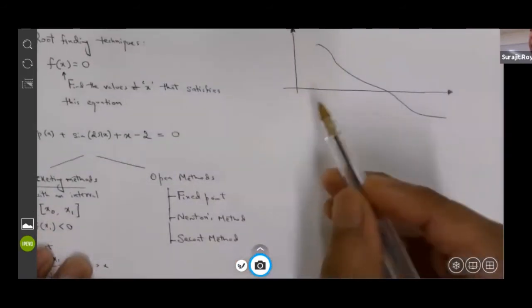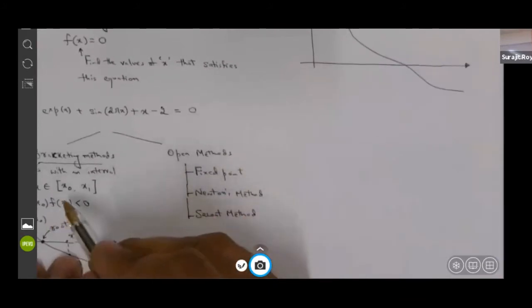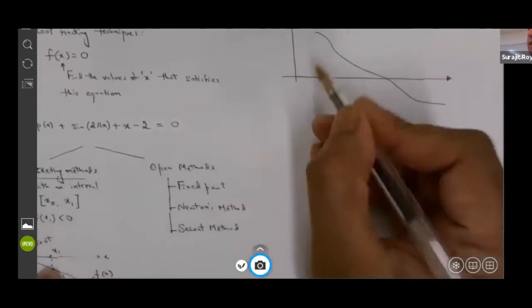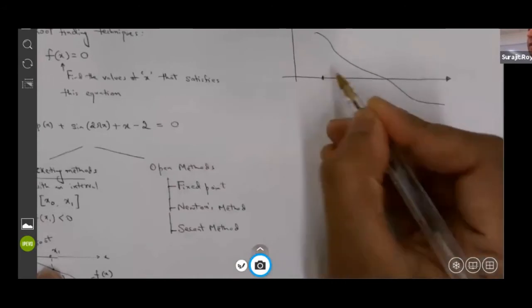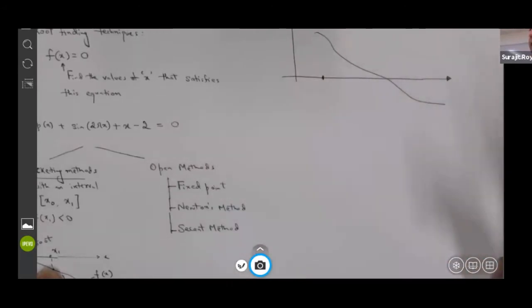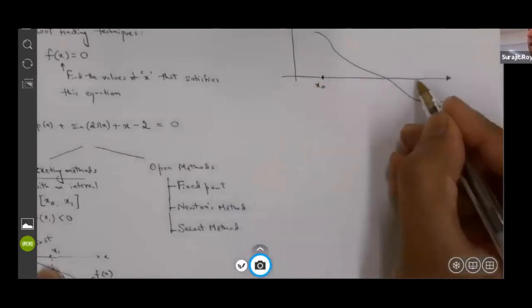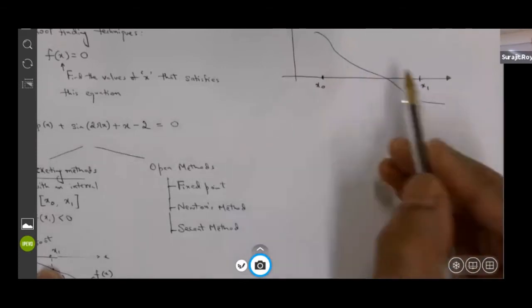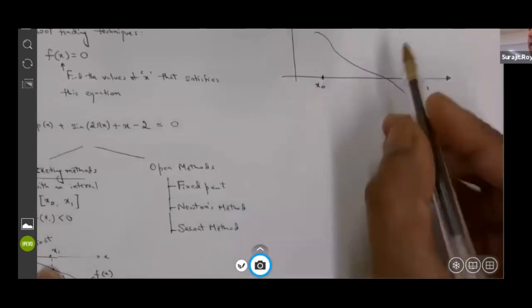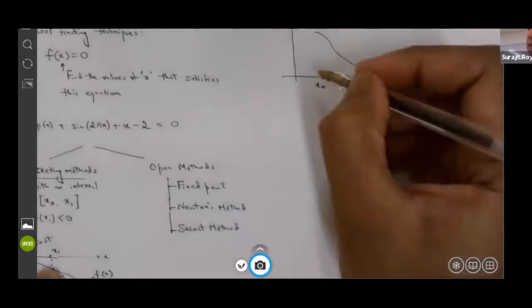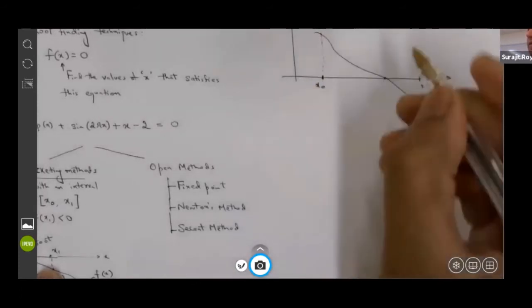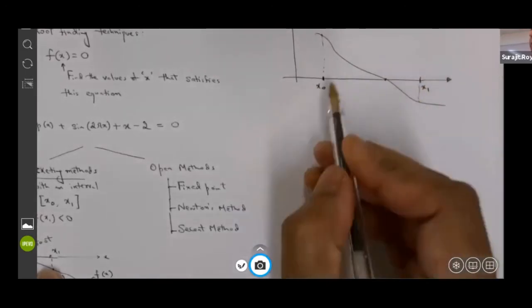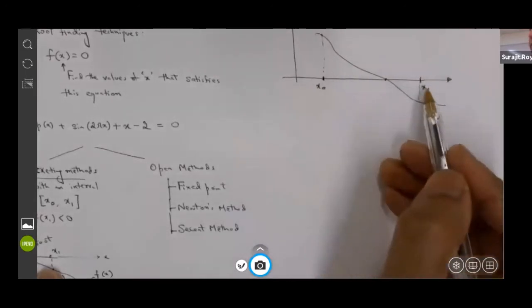Now, when I say bracketing methods, we basically start with this interval x0 and x1, where the starting point comes from knowing the physics of the problem, or knowing the generic nature of the physical problem that you're trying to solve. You know that the root will have some bound. So the root lies between certain bounds, and within that bound you straight away know at the very beginning what your starting interval is.